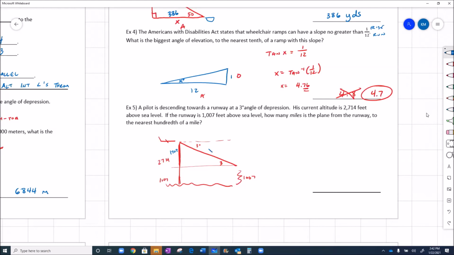In this triangle, they're asking us how many miles the plane is from the runway, and a plane's travel distance would be on this line. From our angle of elevation, we have the opposite and the hypotenuse, so I'm going to use sine. I set this up as sine of 3 equals the opposite, 1,707, over the hypotenuse x. Multiply both sides by x to get it out of the denominator, and then divide both sides by sine 3. So x equals 1,707 divided by sine 3.